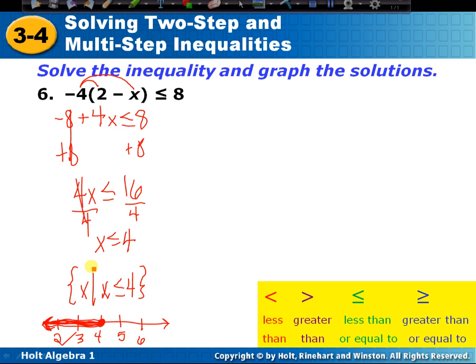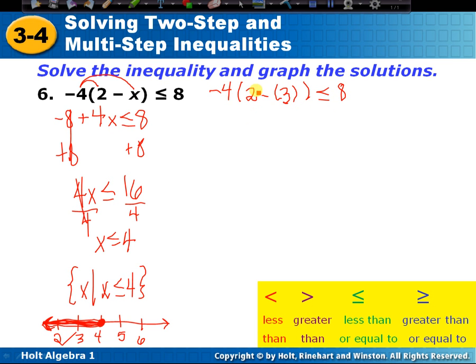To check this problem, I'm going to come back to my original problem, and I'm going to say negative 4, open parentheses, 2 minus, and I'm going to put more parentheses here for whatever I'm going to substitute in for x, less than or equal to 8. Now I'm going to substitute in one of those numbers in my shaded region down here for x. For this problem, I'm going to choose the 3.